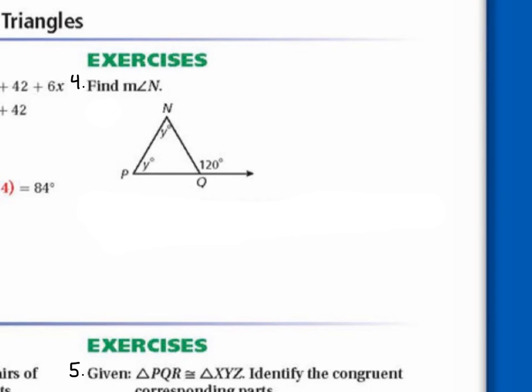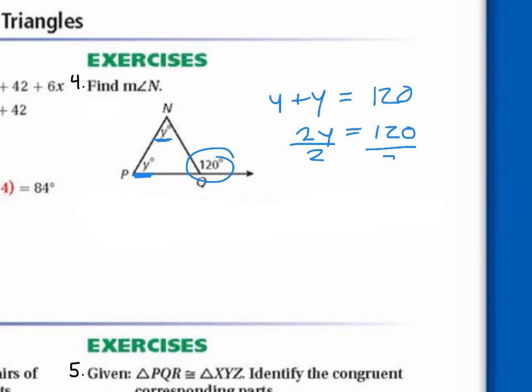Okay, number 4. How do we find the measure of angle N? You do y plus y equals 120. So we know that the 2 remote interior angles are equal to the exterior angle. So we add the 2, y plus y is equal to 120. So we get 2y is equal to 120. We can divide by 2, and we get y is equal to 60. Is that our answer? Yes, because we could just plug it in, and we get y is equal to 60 degrees.